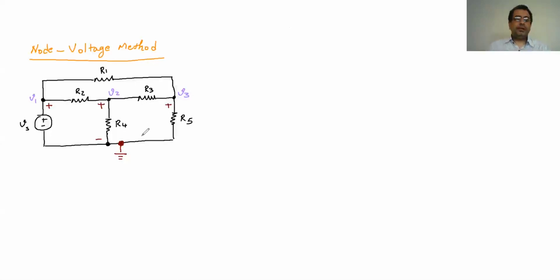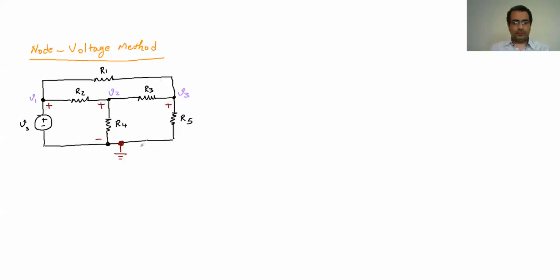The second is that when I calculate the voltage difference between two nodes, I always consider the voltage here at the reference as 0. So first, the sign of the voltage is negative. When I calculate the voltage difference, I consider the voltage at the reference as 0. I will show you that when I do the example.